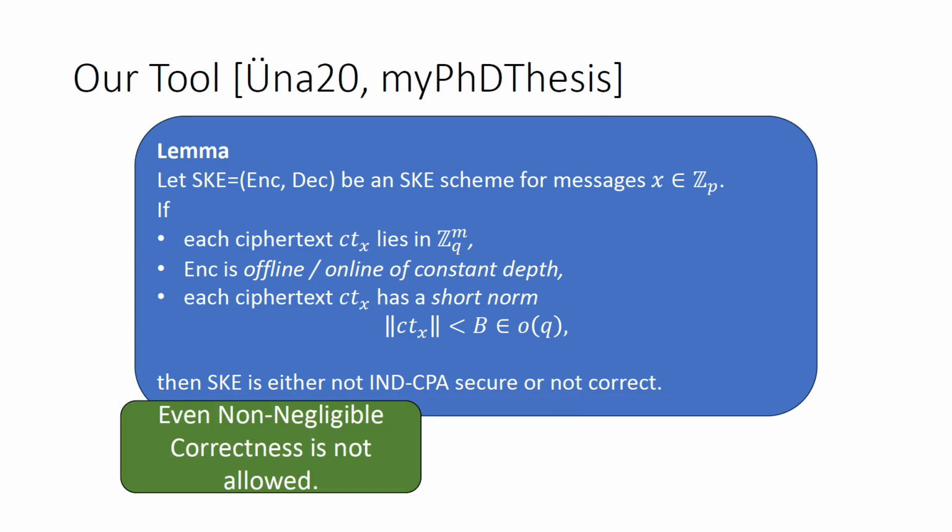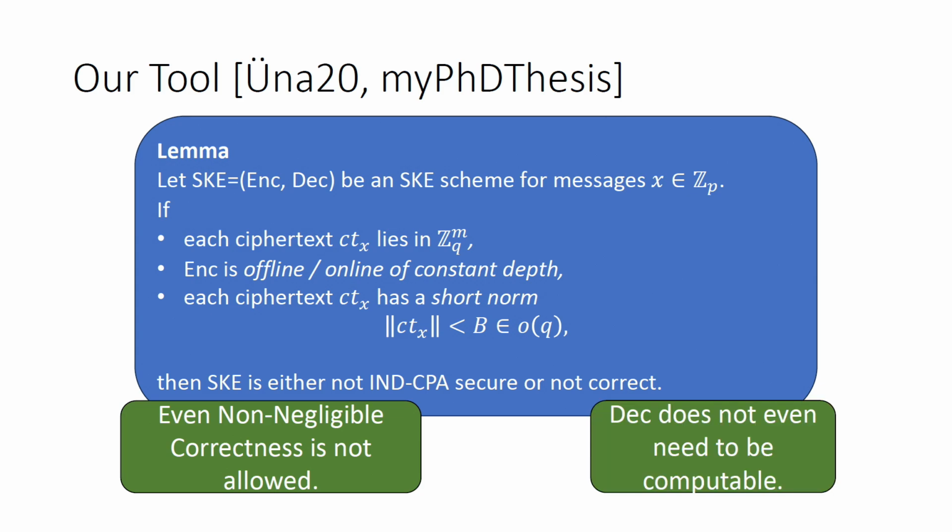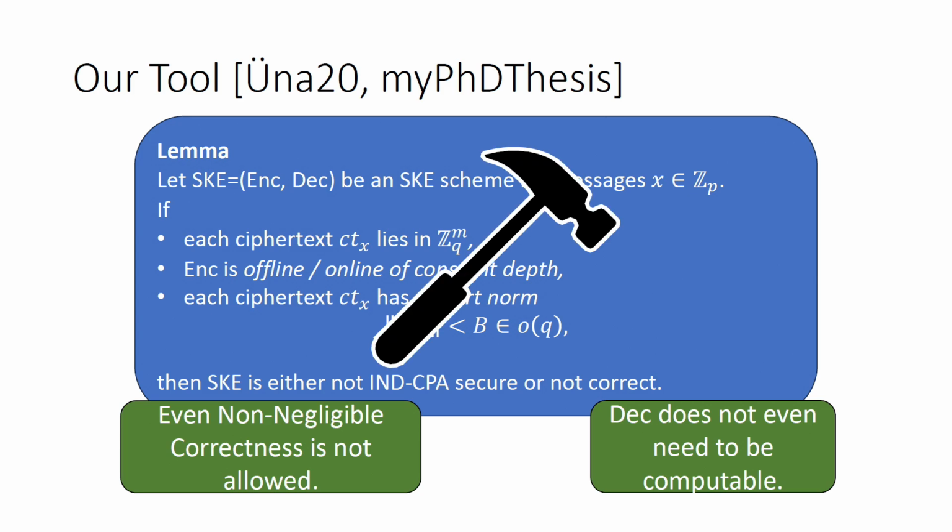And the nice thing is that for this tool, this lemma here, even non-negligible correctness is not allowed. So the advantage of the adversary scales with the advantage at decryption. And the nice thing is, decryption here doesn't even need to be efficient or even computable. This is a pure information-theoretic result. Okay. That's our hammer. That's how we're going to solve problems.